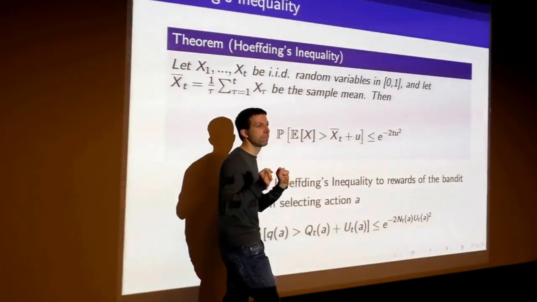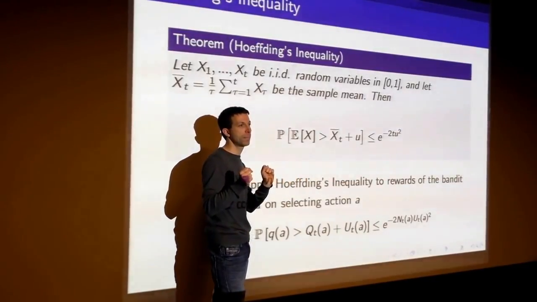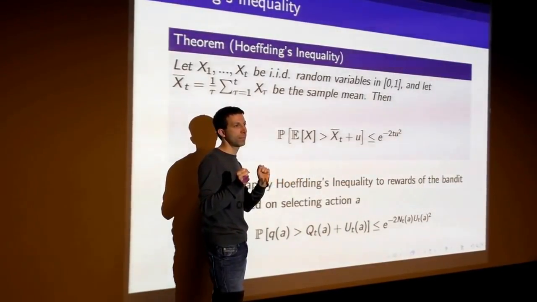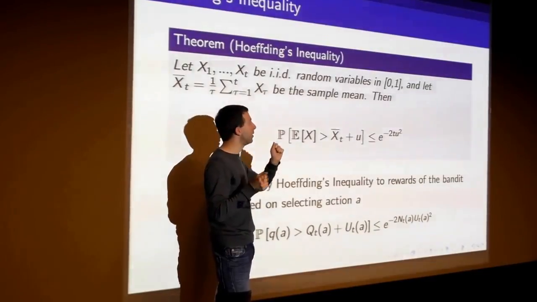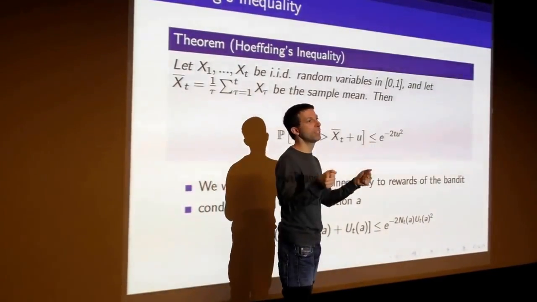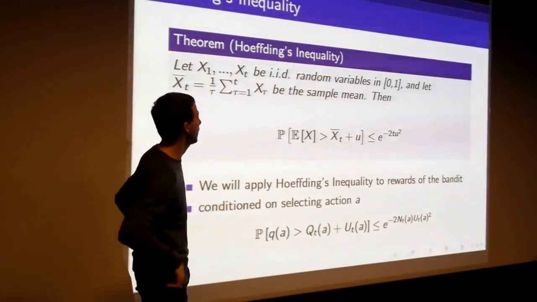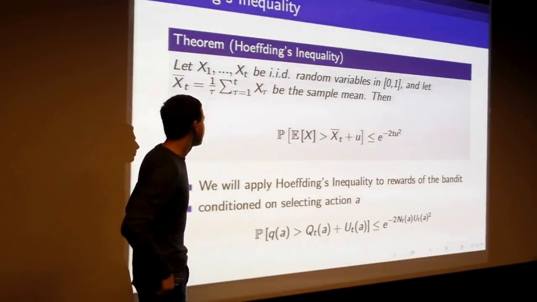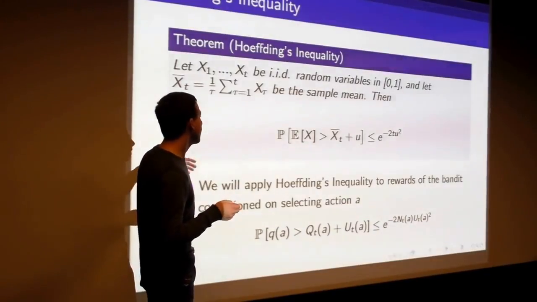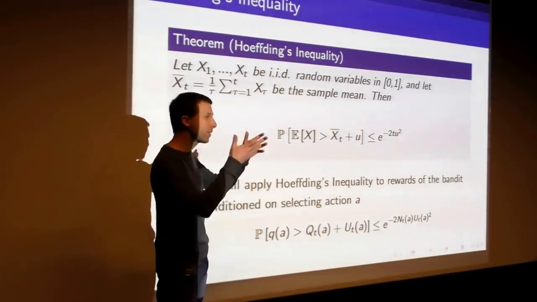As in, if your rewards are normally distributed, there's no maximum value you can get. Yeah, for this result, it assumes that you've got a bounded distribution. So there is at least one assumption. It's true for any bounded distribution. Thank you. So we will apply Hoeffding's inequality to the bandit case.